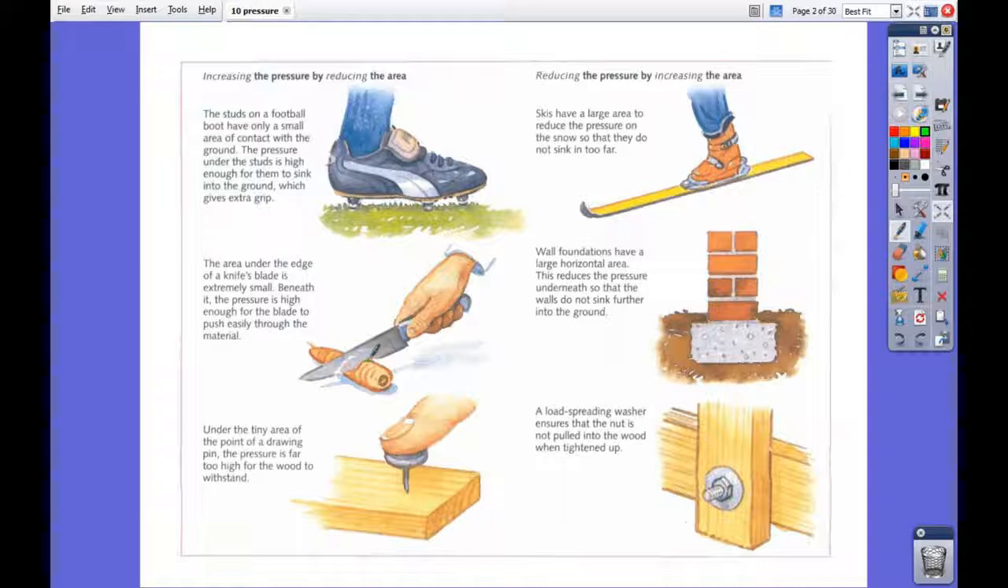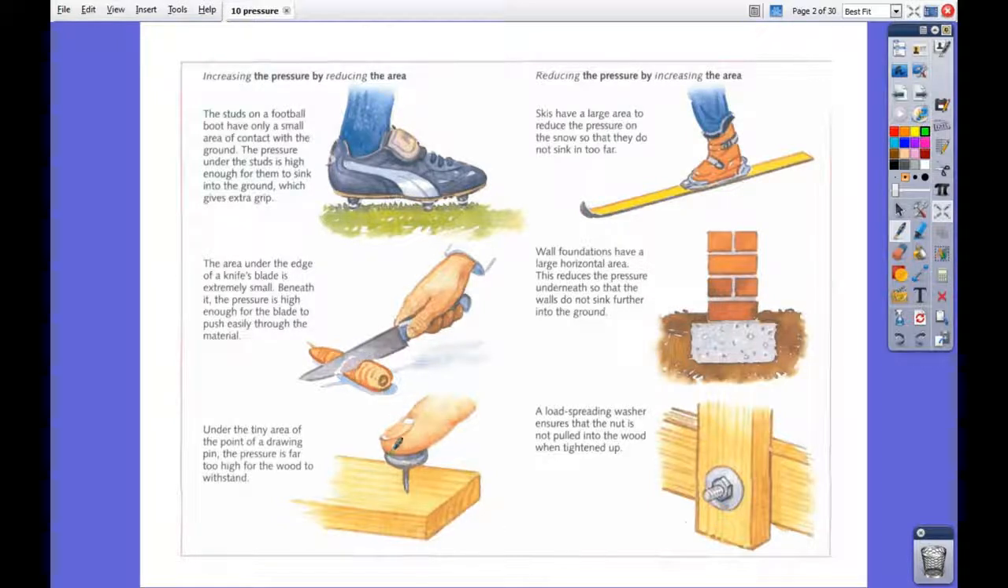Here in the second example is a knife, and we use the sharp part of the knife instead of the dull part of the knife. In this sharp part of the knife, the surface area is actually smaller than this dull area, so it will create high pressure and can cut the vegetables and food very easily.